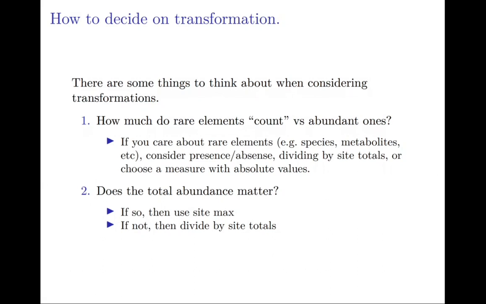You could also divide by site totals or choose a measure with absolute values. And does your total abundance matter is something else you could think about. If so, then you could use your site max, but if not, divide by your site totals, as in with Bray-Curtis distance.